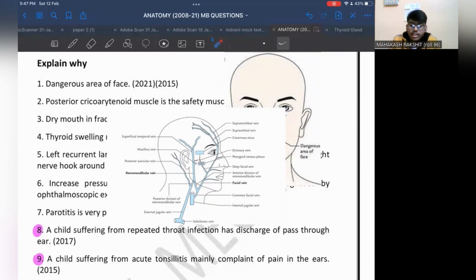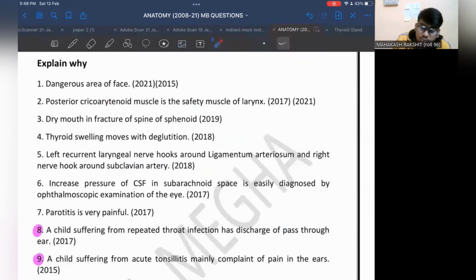One more route is there via the angular vein and the superior ophthalmic vein, and then to the cavernous sinus. So if there is any retrograde blood flow in this facial vein, the blood may go to the intracranial cavernous sinus. So if there is any injury in this dangerous area of face, the thrombus formed or the infection may go to the cavernous sinus and may cause cavernous sinus thrombosis. That is why this is called the dangerous area of face. So the first question is done. Now let's go to the second question.